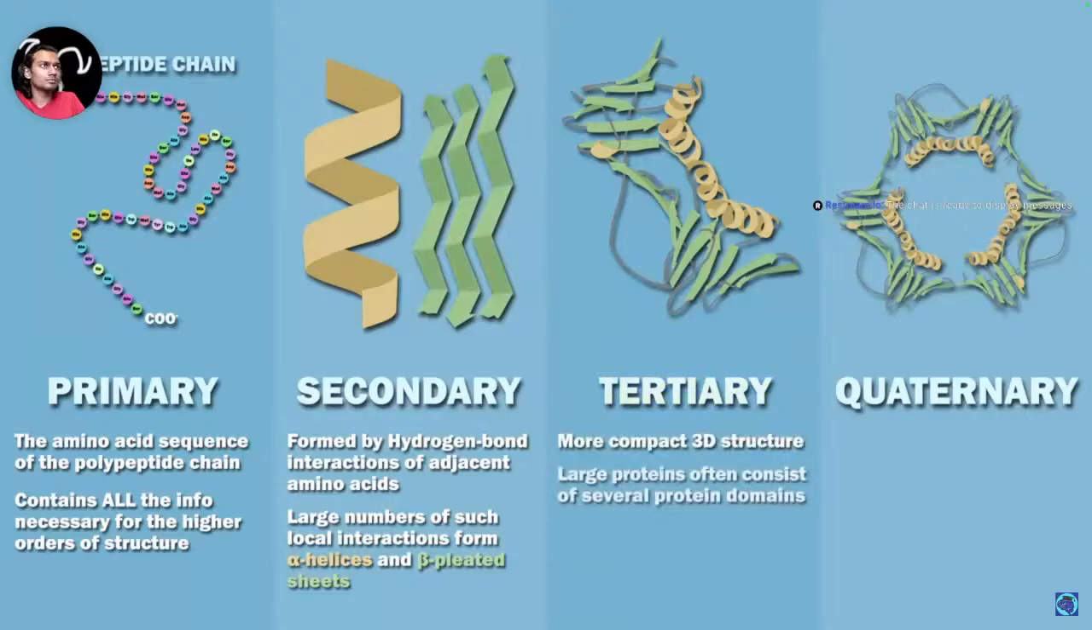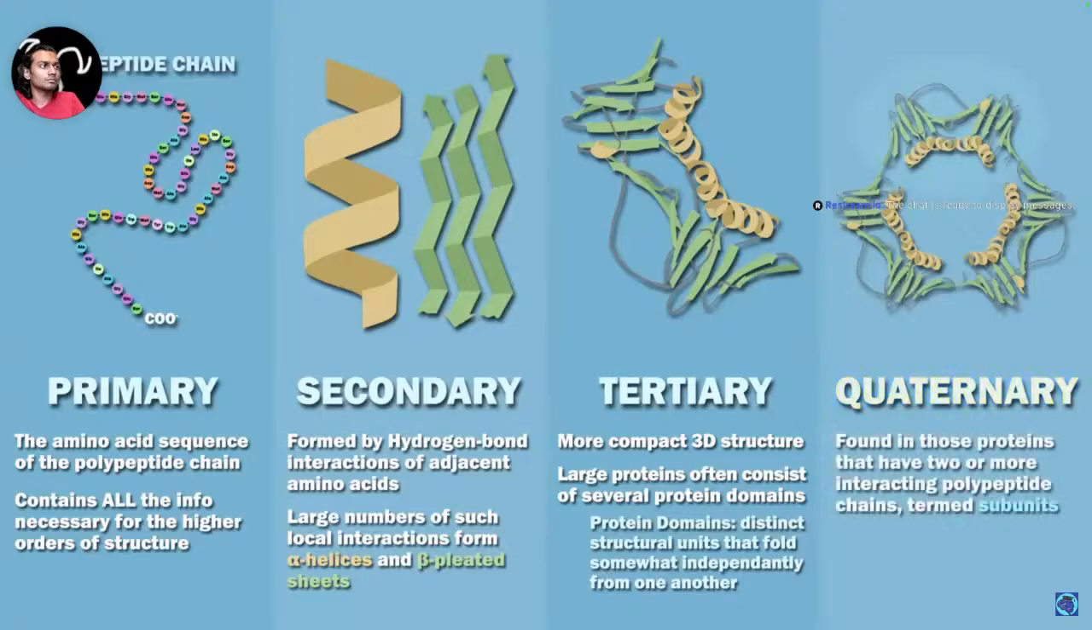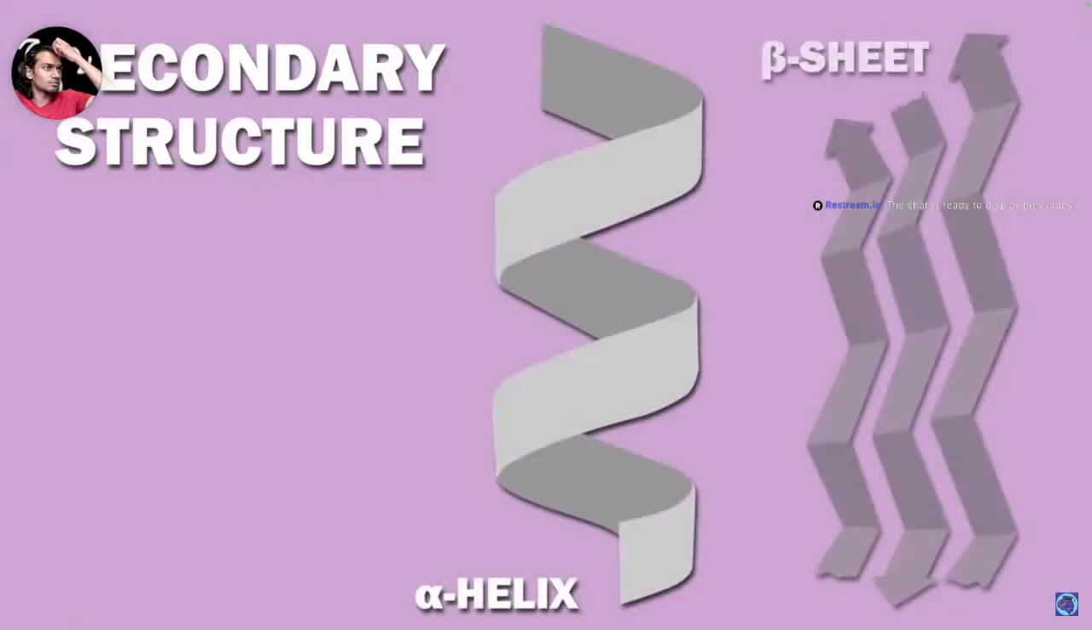Large proteins often consist of several protein domains, which are distinct structural units that fold somewhat independently from one another. Quaternary structure is found in those proteins that have 2 or more interacting polypeptide chains, which are then termed subunits. Secondary structures include alpha helices and beta sheets.